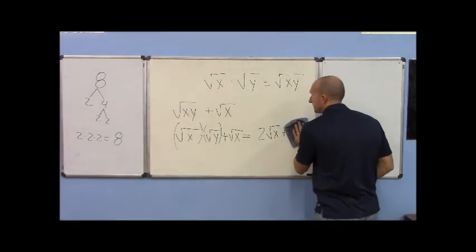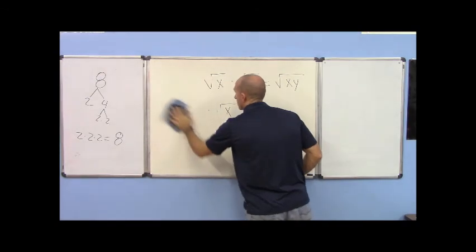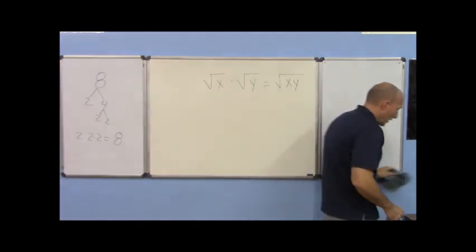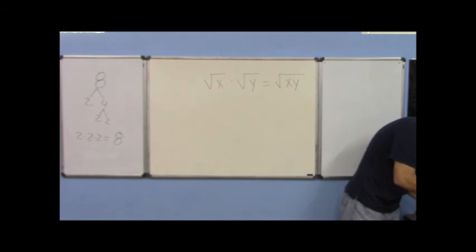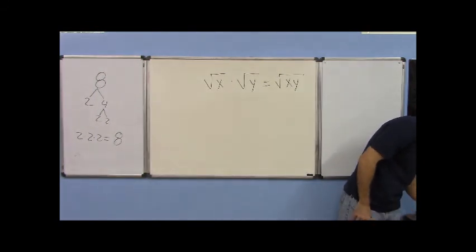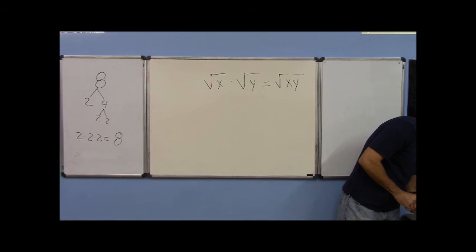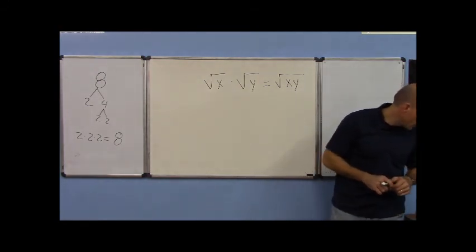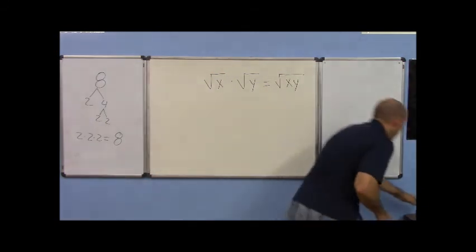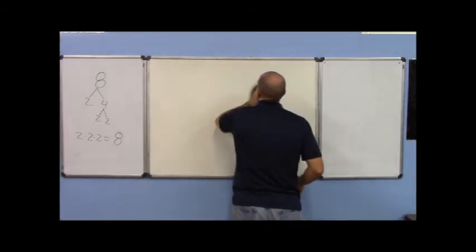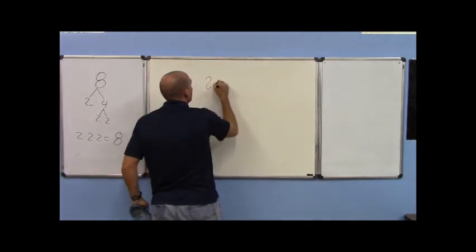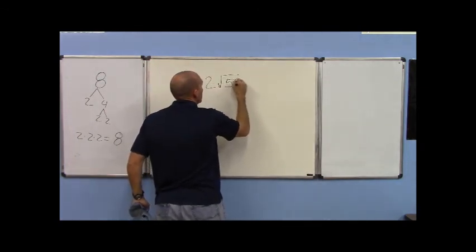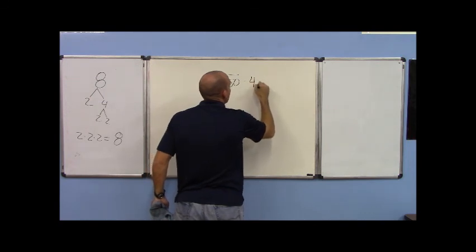We'll see more of this. All right. Let's do this. Example number 1, 2 times the square root of 50 times 4 times the square root of 5.